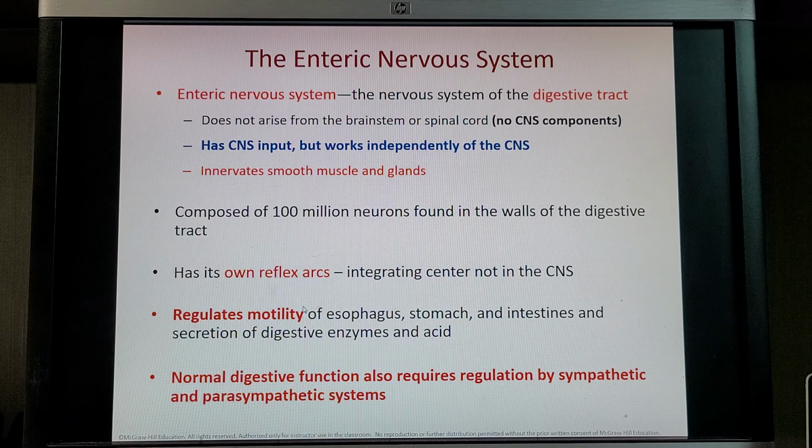With your normal function, even when you're not in a situation where you need to calm down or need to get ready for fight, you still have sympathetic and parasympathetic divisions having an effect on your system. So it actually kind of helps with balancing it.